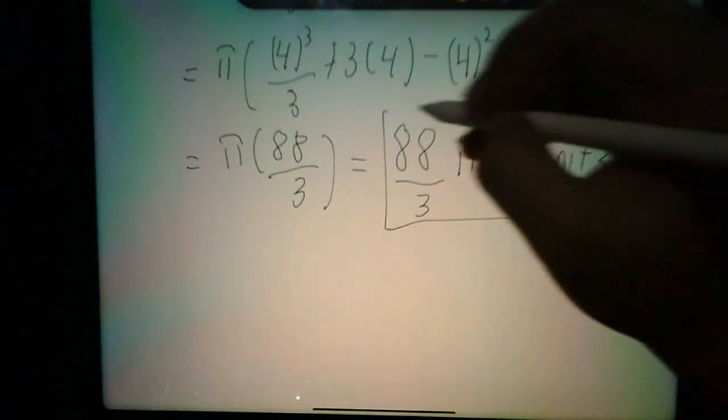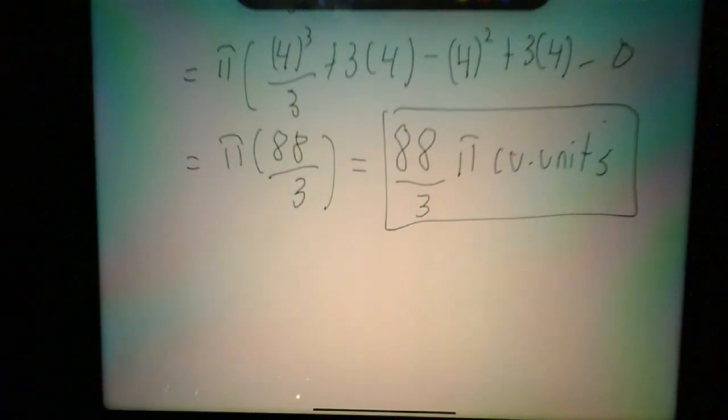So that is all for the washer method, the disk method, and the shell method. That is all for volume.